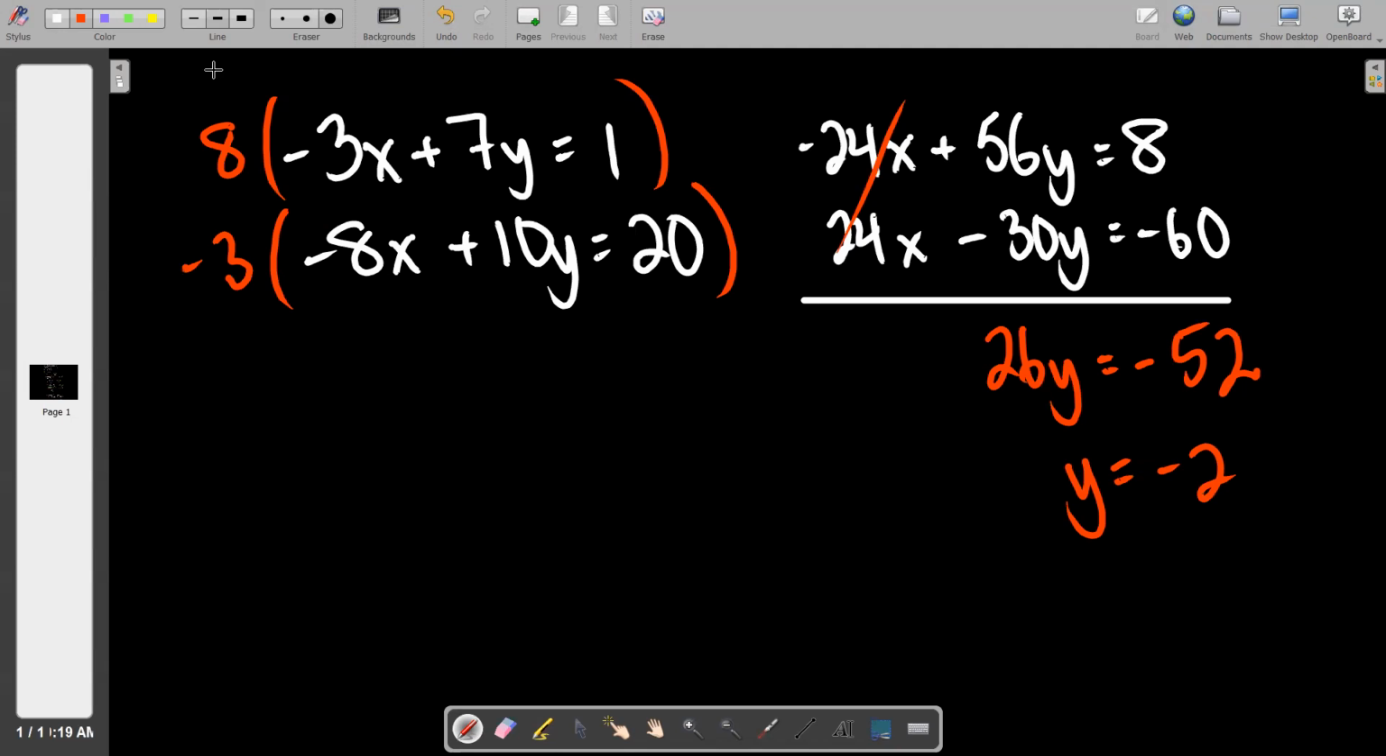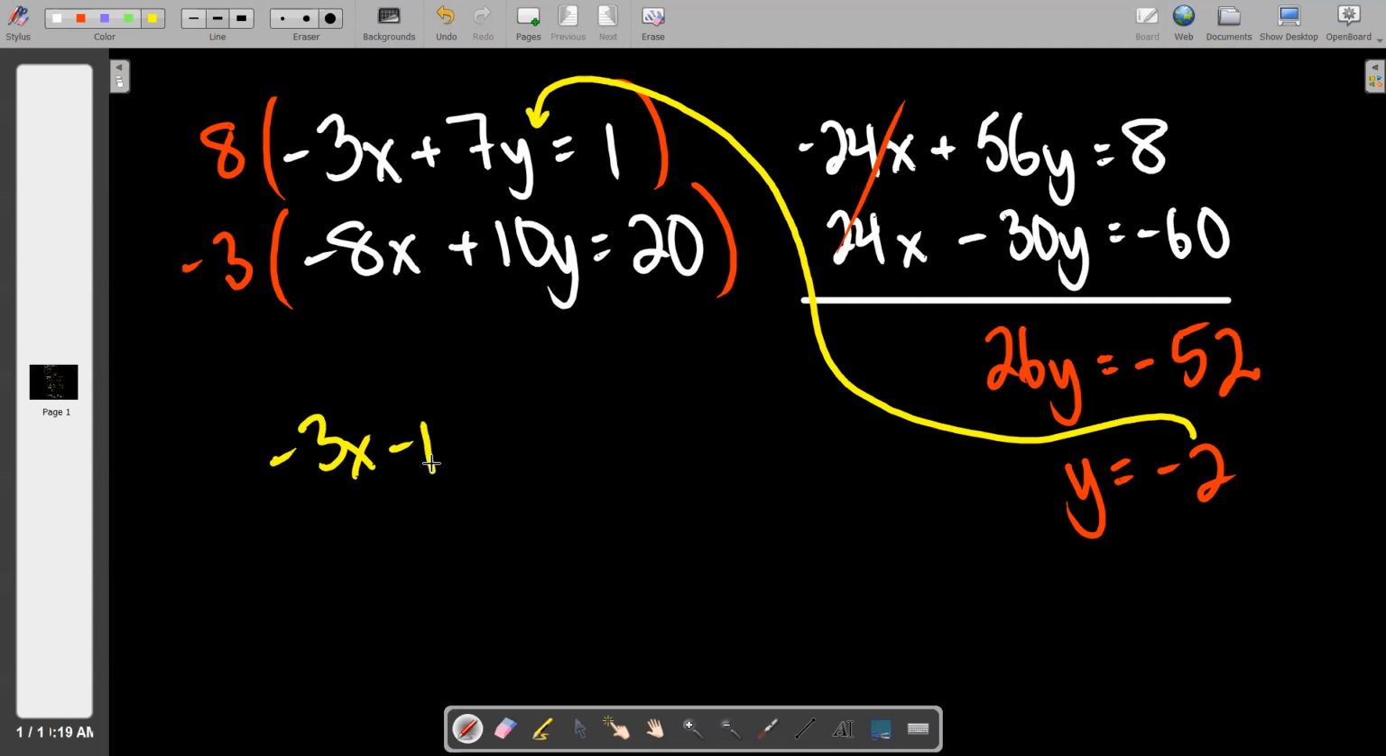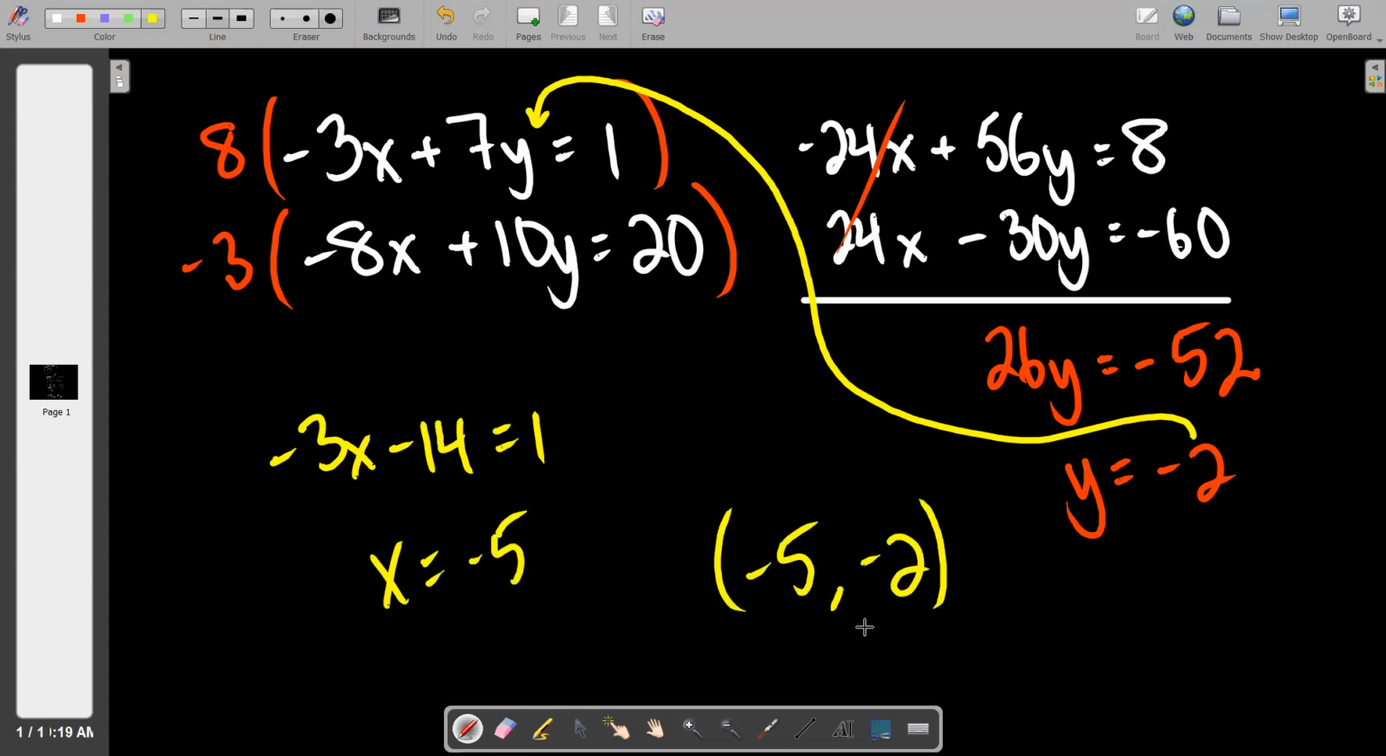So if Y is -2, then you can put that right there. And then that equation will say -3x, what is that? -14 equals 1. Add 14, get 15, divide by -3. X is -5. So the answer is -5, -2.